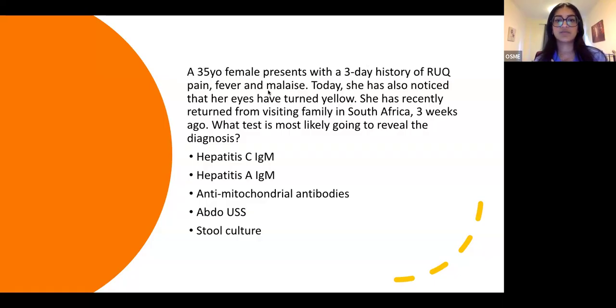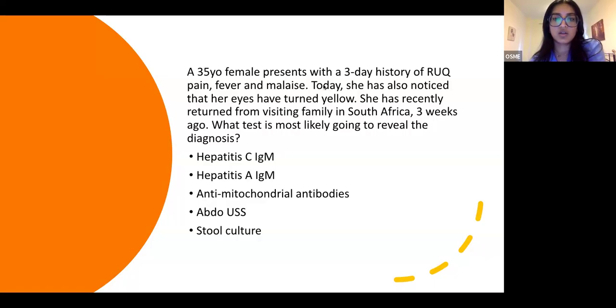She's recently returned from visiting family in South Africa. So that's a travel history, and you'd want to think of any potential pathogens that are endemic to South Africa. 3 weeks ago, so she's returned quite a significant time before she presents with this. So it suggests something that has quite a long-ish incubation period. So what test would we want to do to reveal the diagnosis?